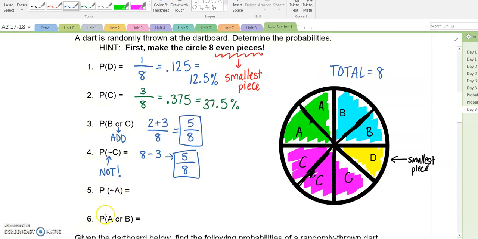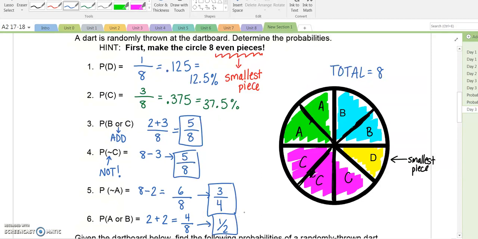Okay, probability of not A, again, same thing. Take my total, subtract the 2 that are A, that would be 6, so it would be 6 out of 8. Now that one can reduce, so I'm going to reduce it to 3/4. Okay, last one, A or B, I'm going to count up A, that's 2, and B, that's 2, and that's going to be 4 out of 8, which is 1/2. Alright, and that's how we do some of these geometric probability ones.